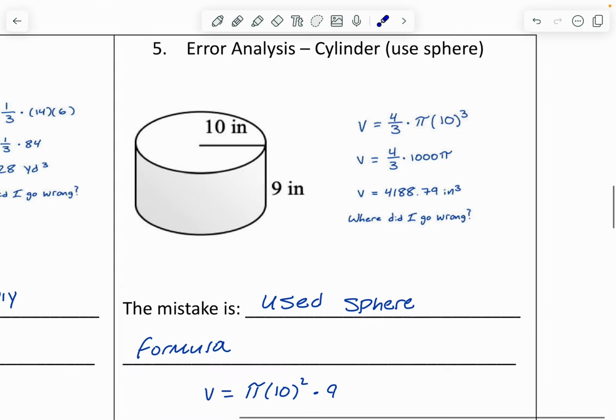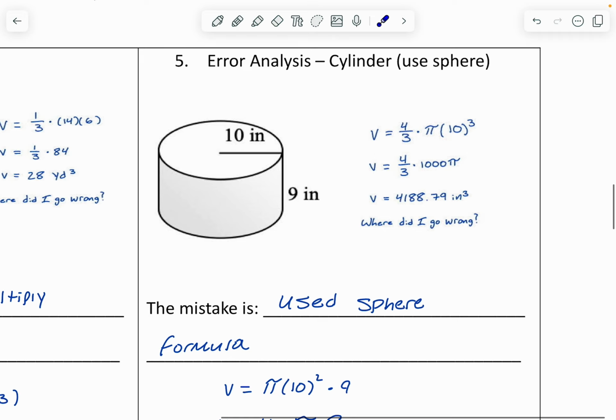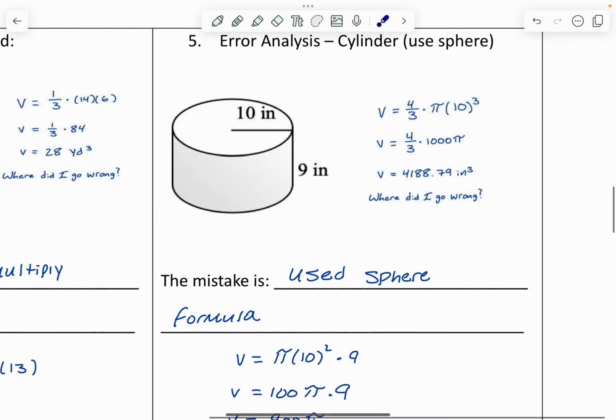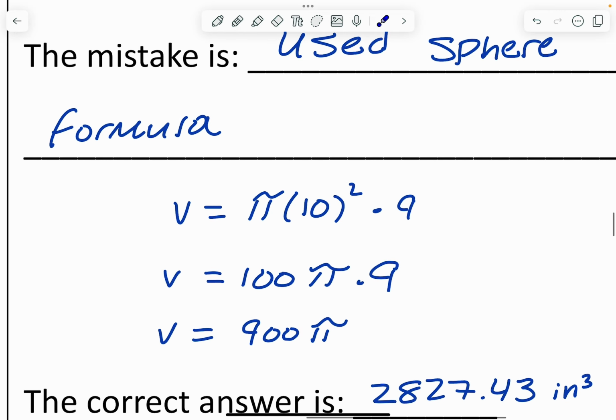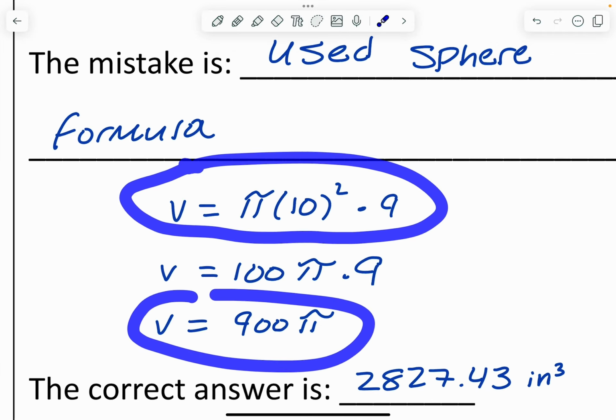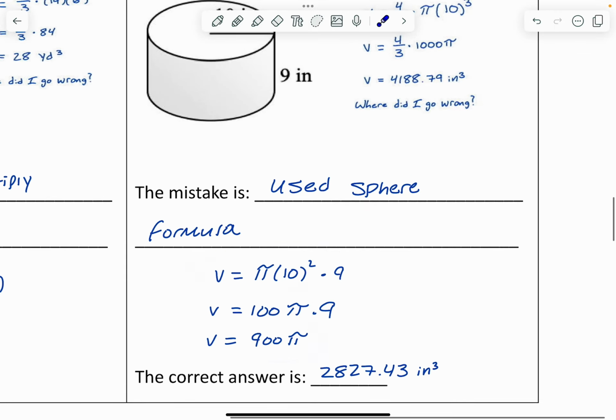So in order to fix it, I'm not going to use the sphere formula. I'm going to use pi r squared times height. That's the cylinder formula. To find the volume of that cylinder, pi r squared times height. 900 pi. Correct answer rounded is 2827.43.